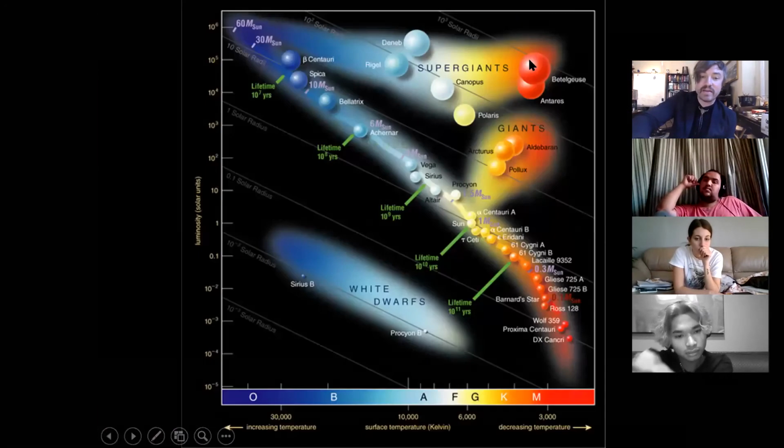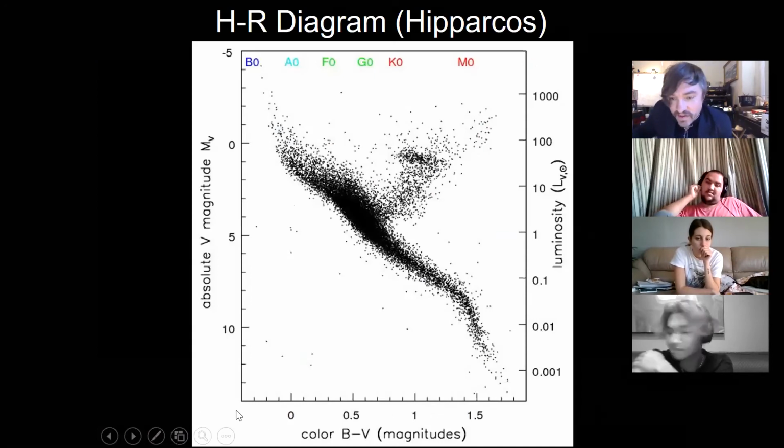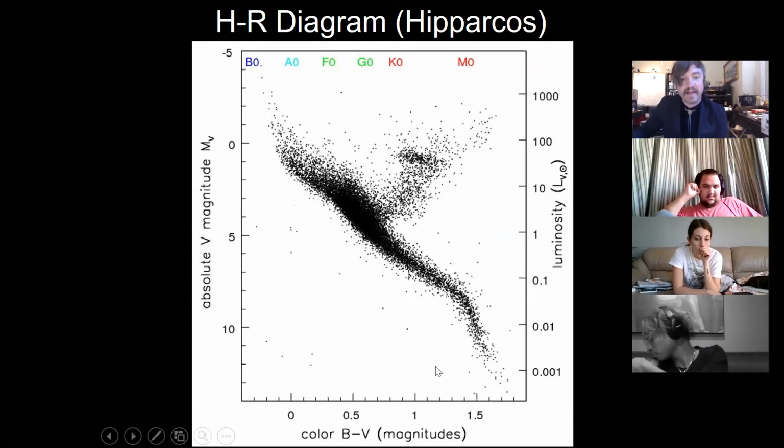Maybe this is too much for you guys. Look, you're measuring the color of a star by subtracting the blue light minus the green light. It's a measure of the blueness of a star. Let's just leave it at that, okay?